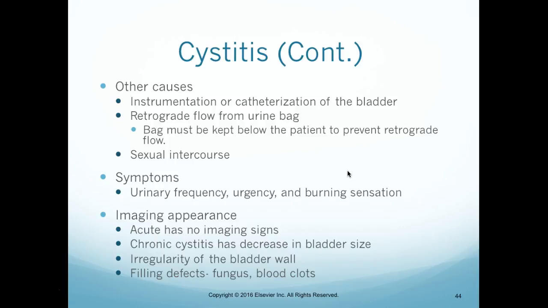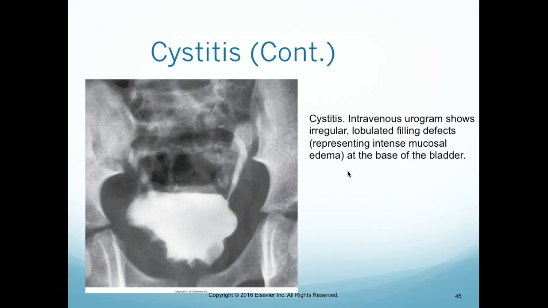The appearance on acute has no radiographic signs, where chronic cystitis has a decrease in bladder size, irregular wall of the bladder, and it has filling defects from fungus or blood clots. So looking here, this is cystitis, and we have filling defects all over.